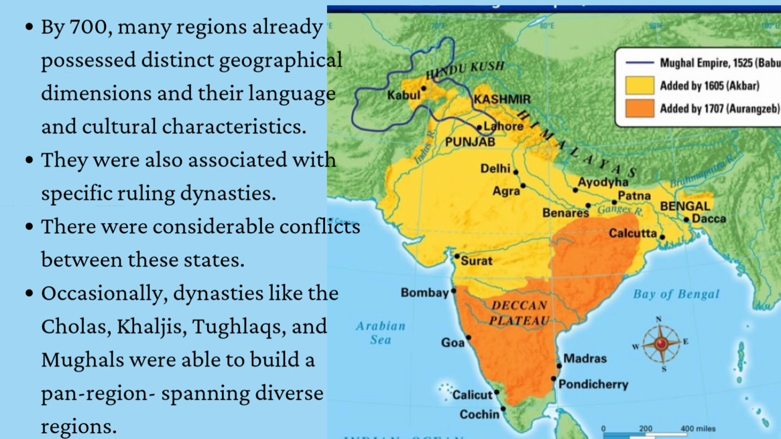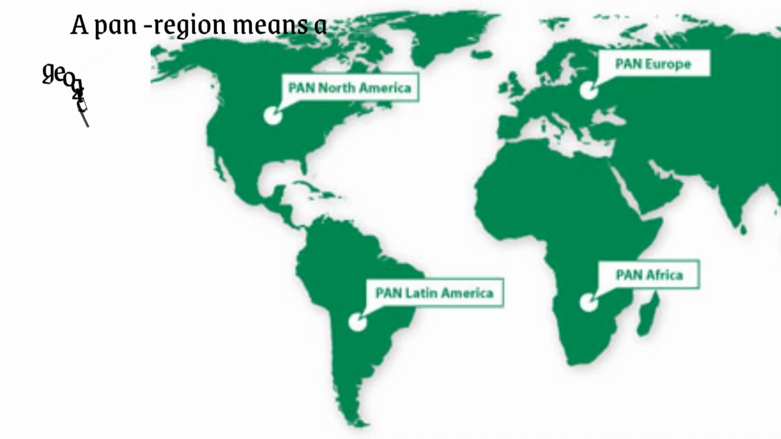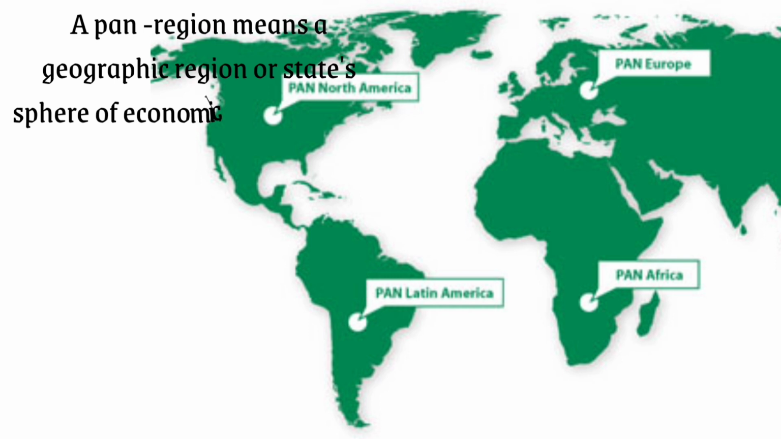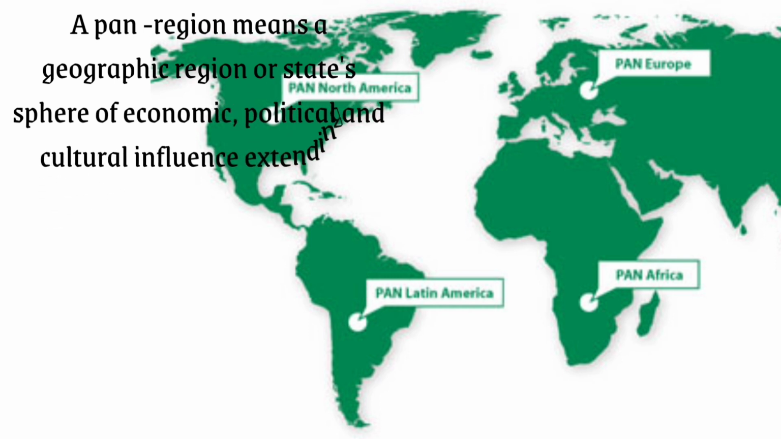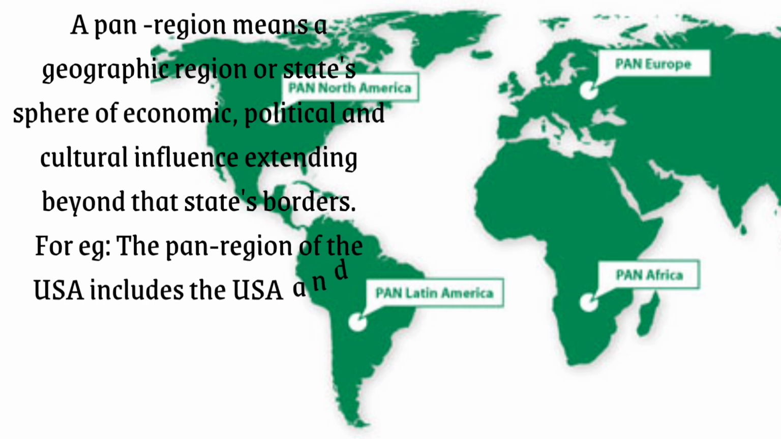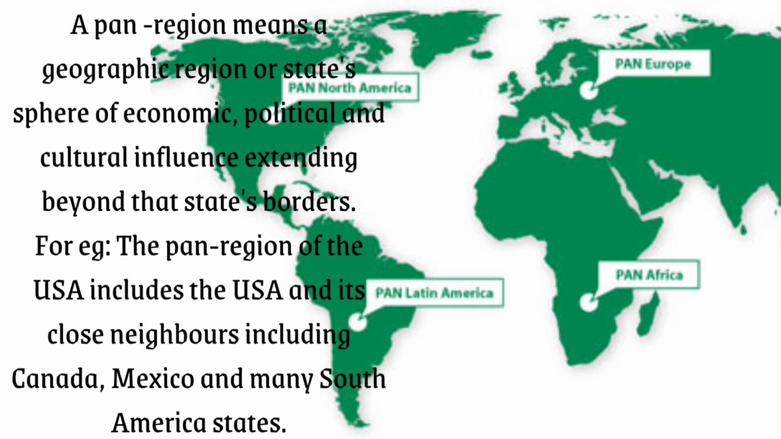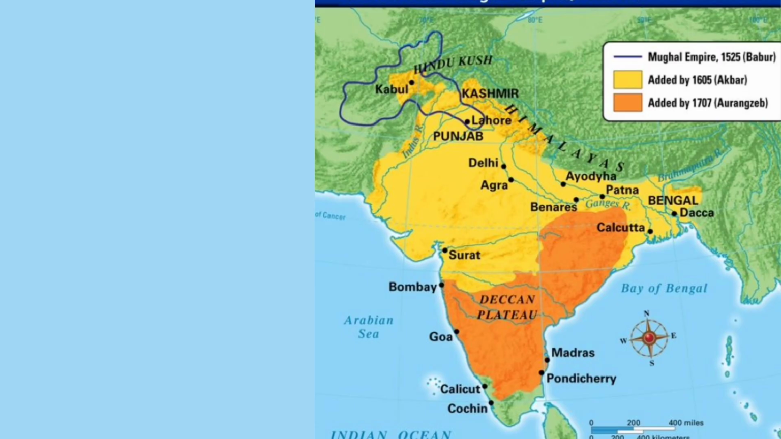So, what do we mean by a pan-region? You can see the map of the Mughal region in this picture. A pan-region means a geographic region or state's sphere of economic, political and cultural influence extending beyond its state borders. That means beyond the state border, their influence will be extended. For example, in the present situation, the pan region of the USA includes the USA and its close neighbors including Canada, Mexico and many South American states. So in that way, pan regions existed in the times of the Mughal period.